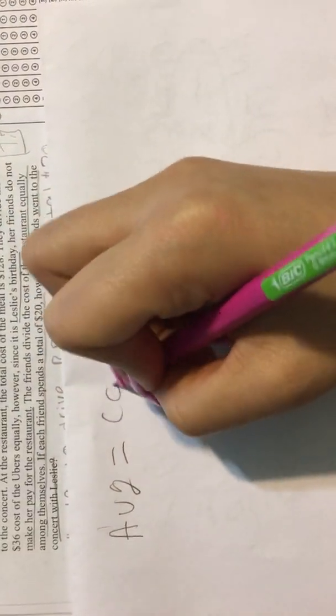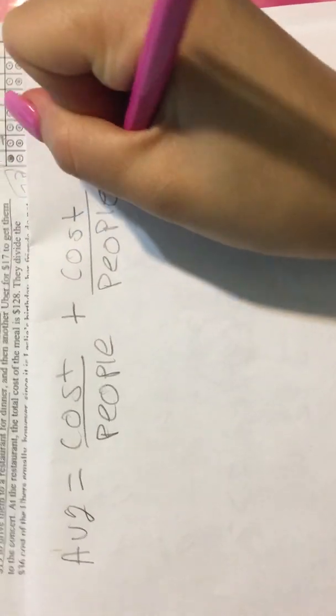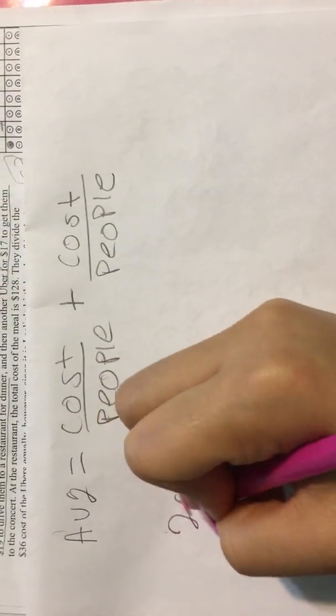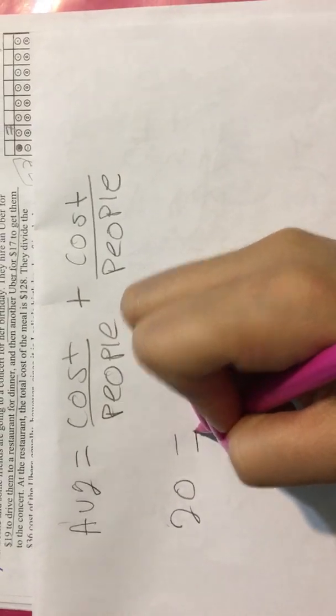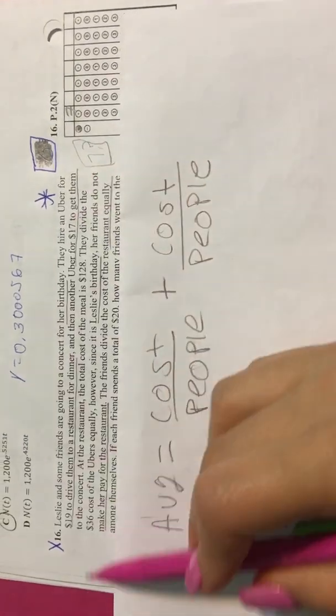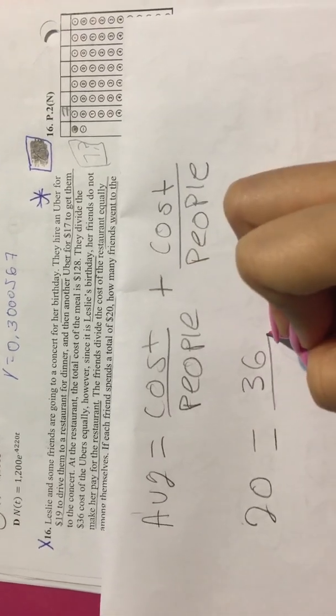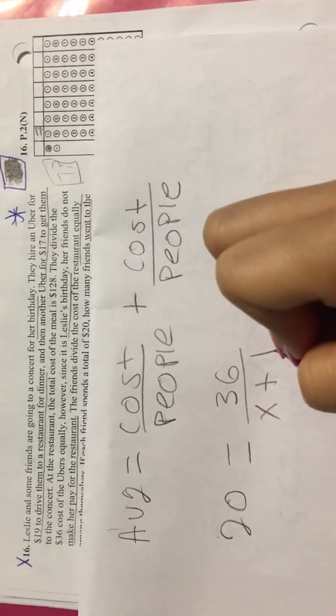So we're going to use average equals cost over people plus cost over people. So it's 20. That's our average. And then our cost: it said that they were charged $17 plus the 19. That equals $36. So we're going to put 36 up there, and we're going to do x plus 1.